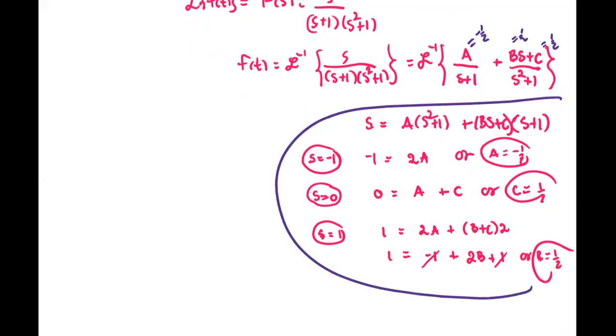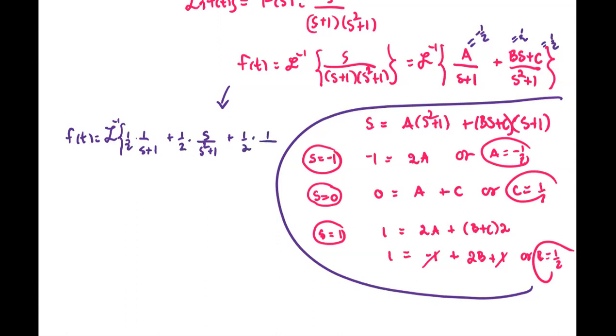Now back to the inverse Laplace transform of the function f of t. f of t is the inverse Laplace transform of 1/2 multiplied by 1 over s plus 1. And the next term, since both b and c have the same coefficient, we write it as 1/2 multiplied by s divided by s squared plus 1, and then split into another fraction. So basically, we write it in three separate fractions. The second one becomes 1/2 times s over s squared plus 1. And the last, since c is 1/2, it's going to be 1/2 multiplied by 1 over s squared plus 1.